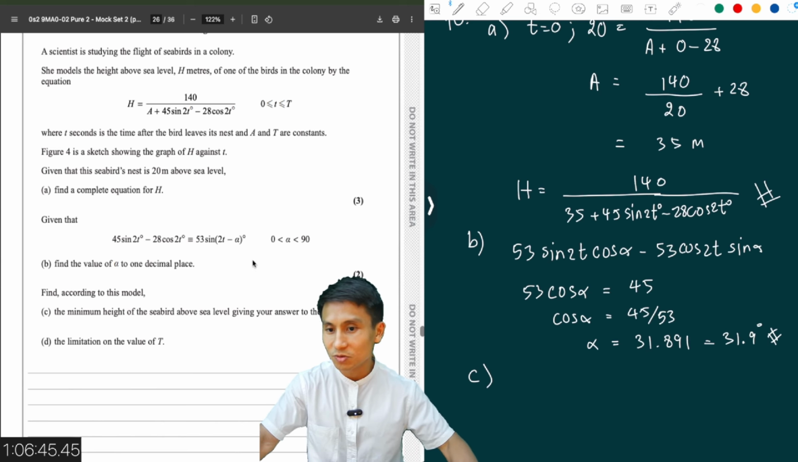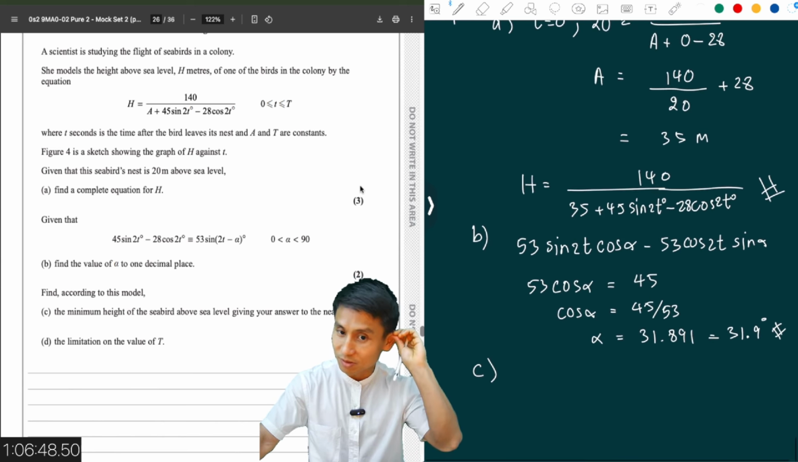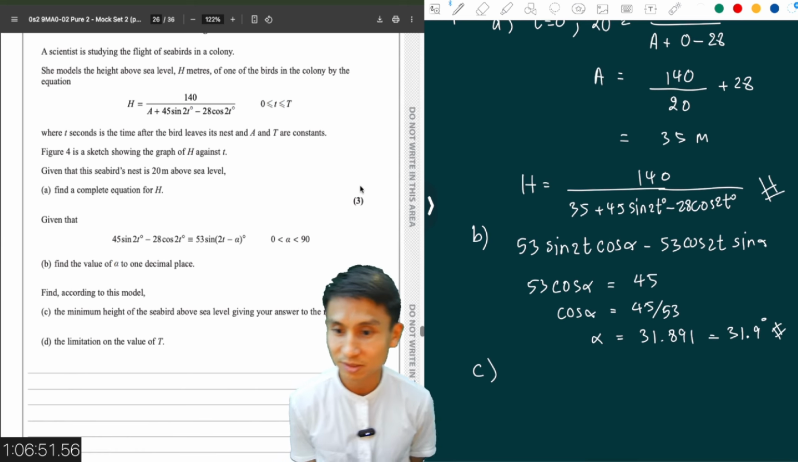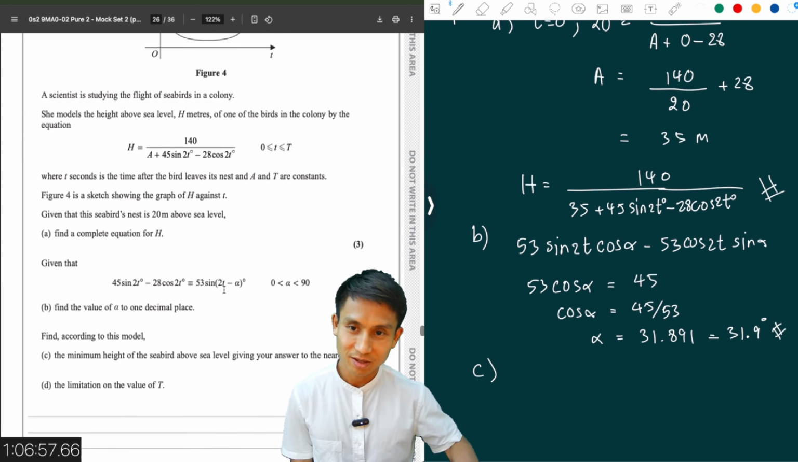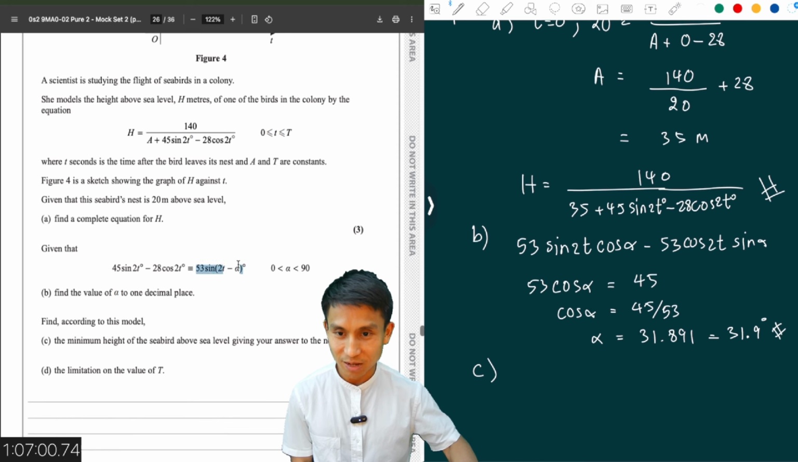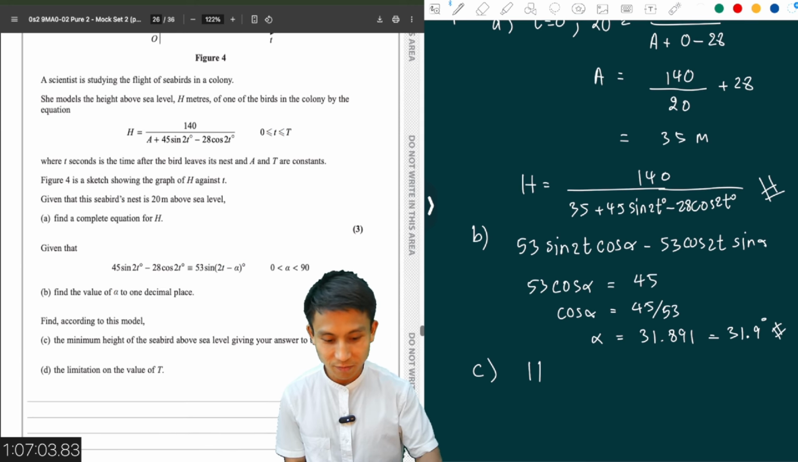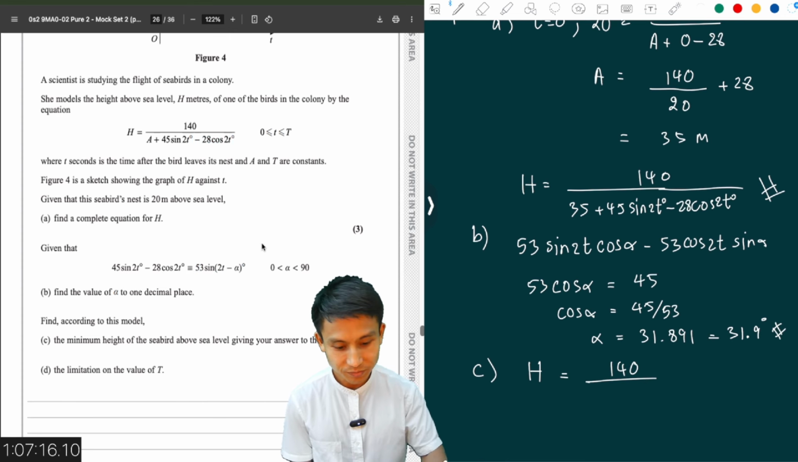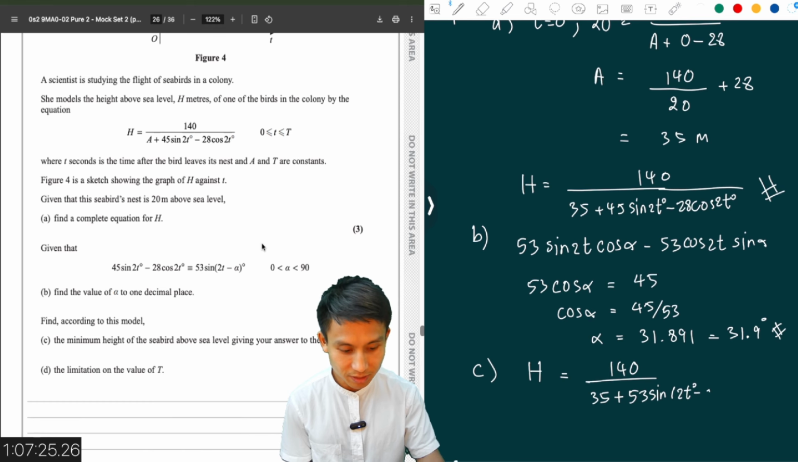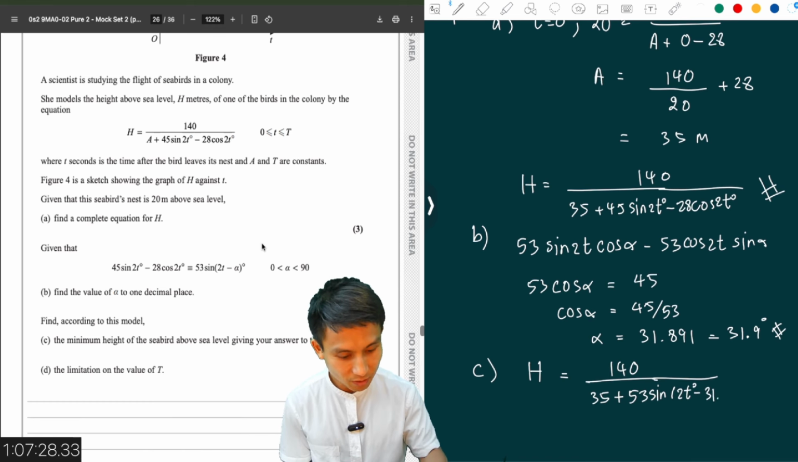Part C, find according to this model the minimum height of the seabird above sea level, giving your answer to the nearest centimeter. Minimum height is just the turning point, but we don't need to differentiate. We can just use the logic of harmonic form here. So let's get into the harmonic form. 45 sine 2t minus 28 cos 2t is just going to be 53 sine 2t degrees minus alpha, which is 31.9 degrees, so h is 140 divided by 35 plus 53 sine of 2t minus 31.9 degrees.